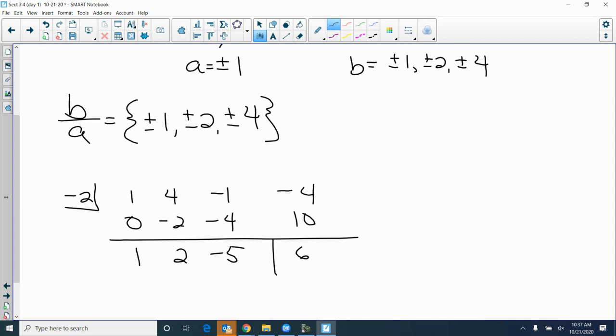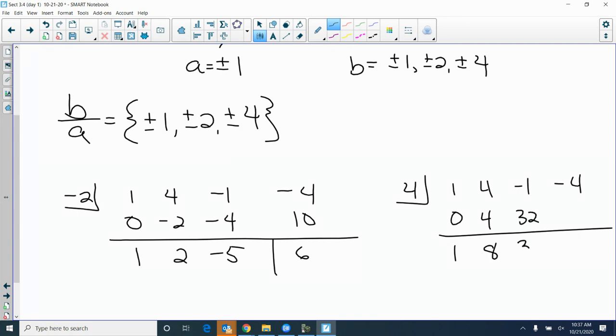All right, so we eliminated 1. Kayla, give me another one. +4. All right, let's plug in 4 and see if it works. And I got 1, 4, -1, -4. 1, 4, 8. Not looking good. What's 31 times 4? 124. 124 minus 4, and then that's 120. So, all right, 0 for 2.